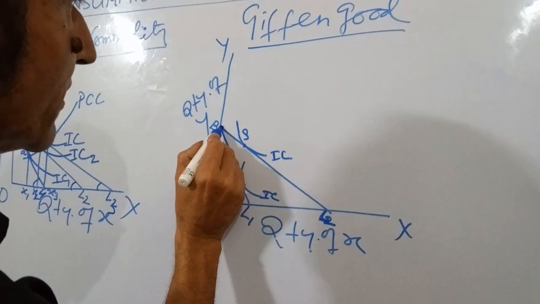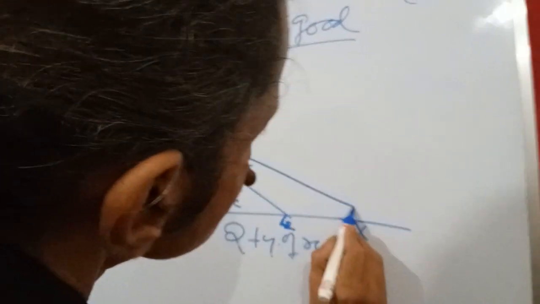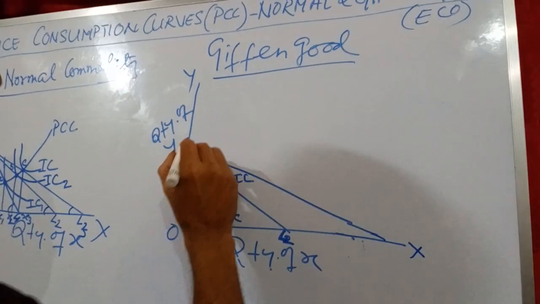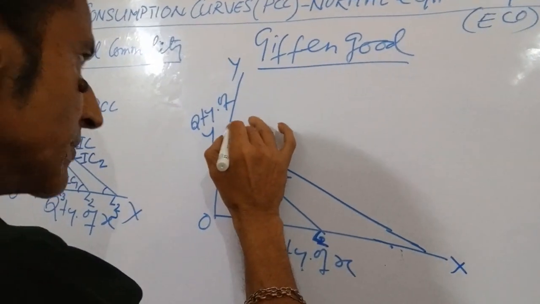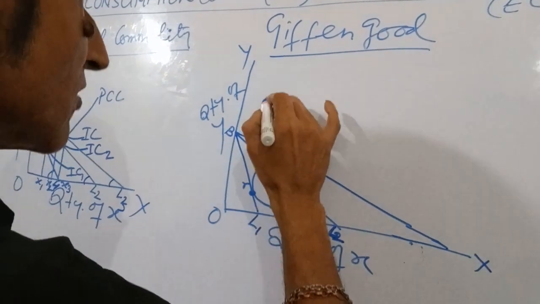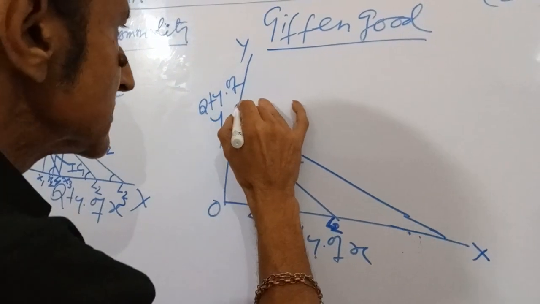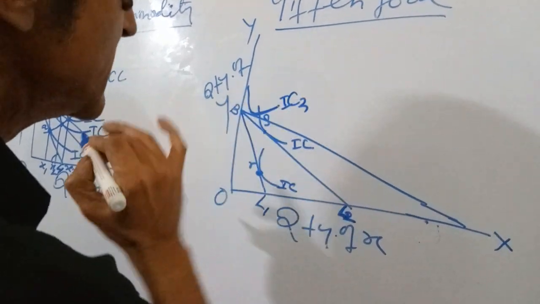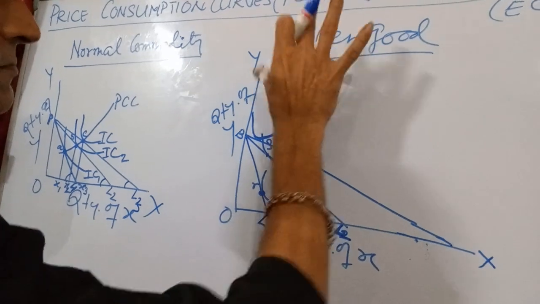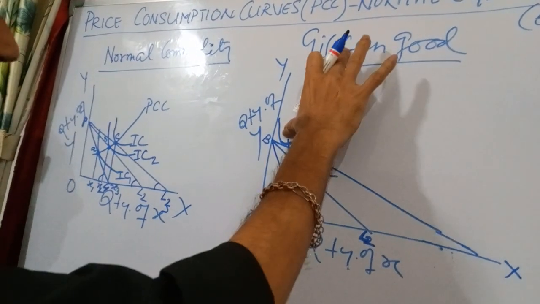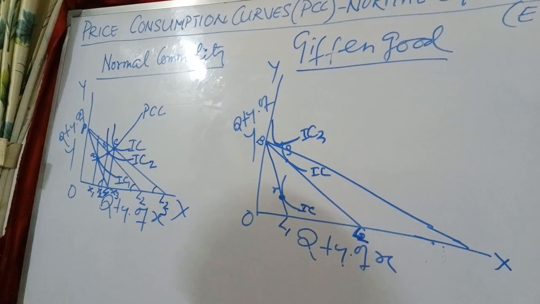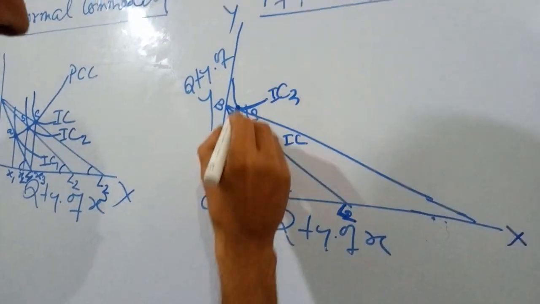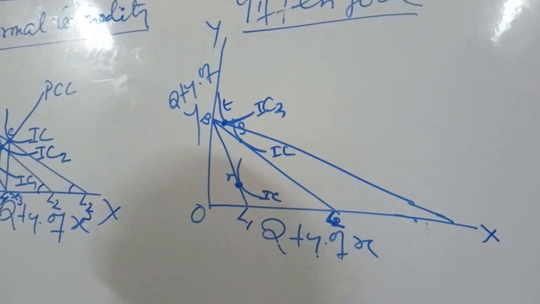Now, with a further fall in the price of X, the consumer moves to a further higher indifference curve as a result of an increase in his real income, say IC3. Here the consumer is in equilibrium at the point of tangency, say T. Correct?